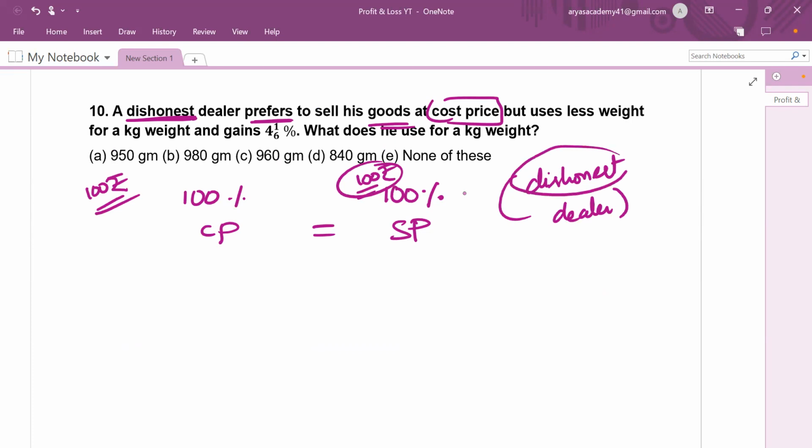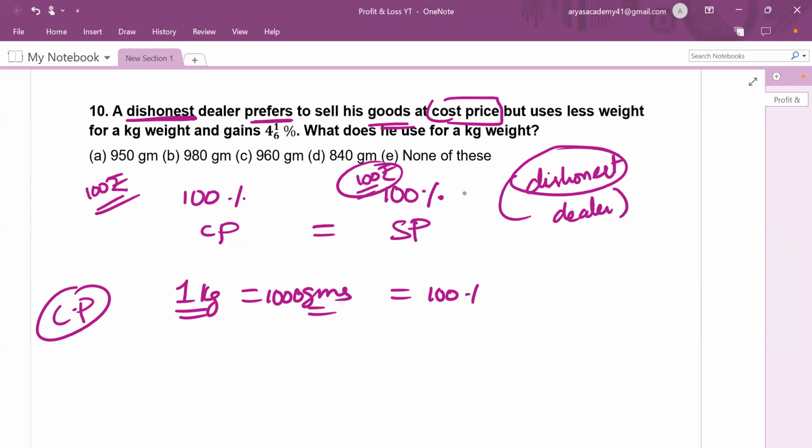Because he is dishonest, he is purchasing 1 kg. While purchasing 1 kg, 1 kg means how many grams? 1000 grams. So this is cost price. Cost price 1 kg, 1000 grams, that is equal to 100%. But while selling, he is not giving 1 kg, he is not giving 1000 grams.